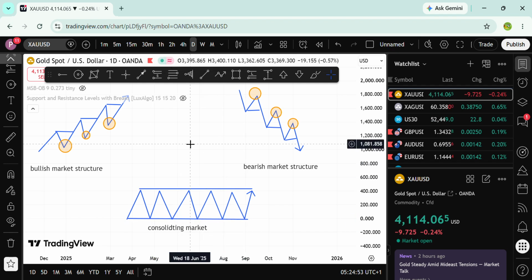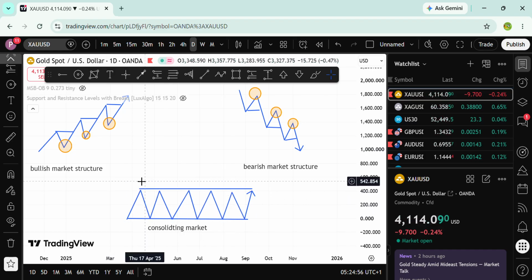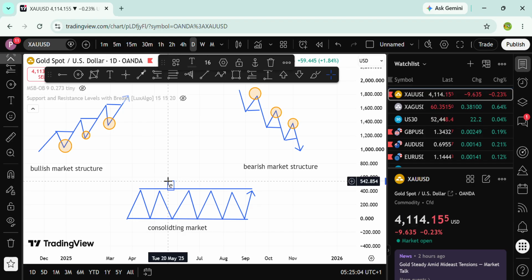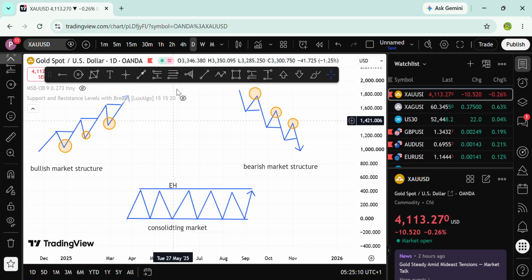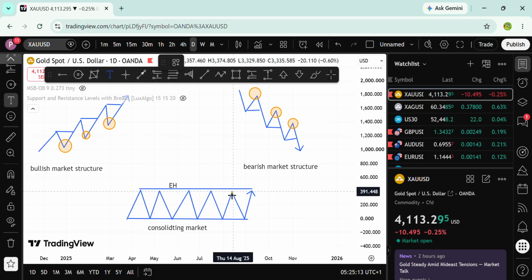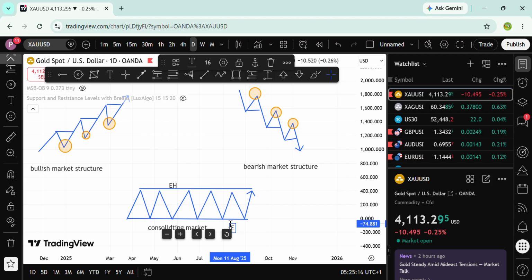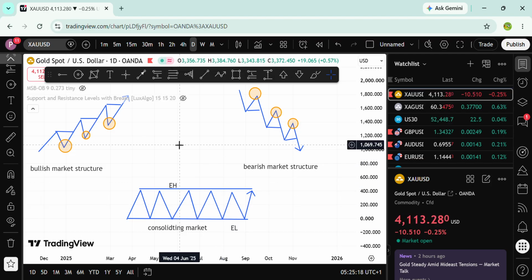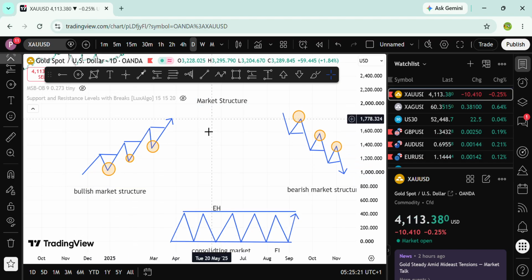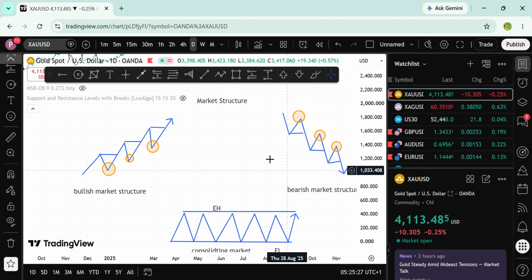It's just ranging. We are having equal highs and equal lows on the consolidating market structure. So there is no need for taking your trade on a consolidating market structure because it's not giving you any direction. But on a bullish market structure, we look for buying opportunities, and on a bearish market structure, we look for selling opportunities. So guys, I'll see you in the next class as we move on.